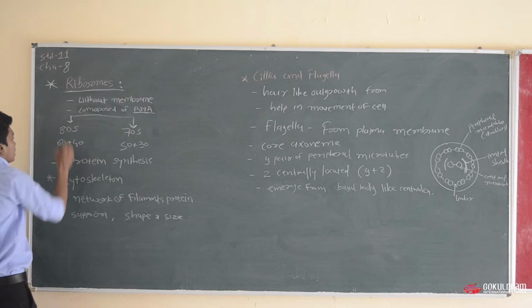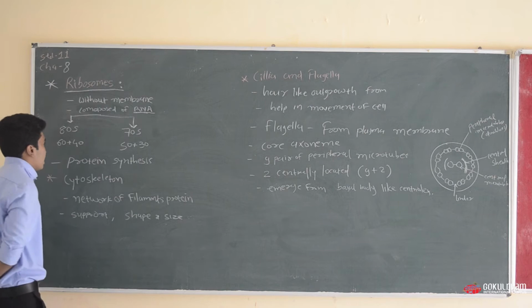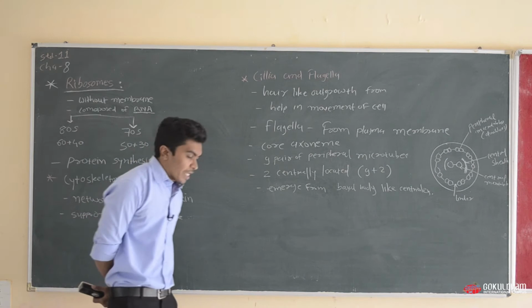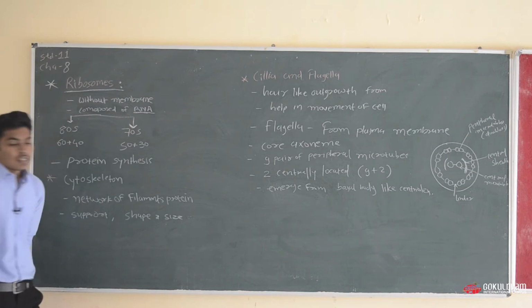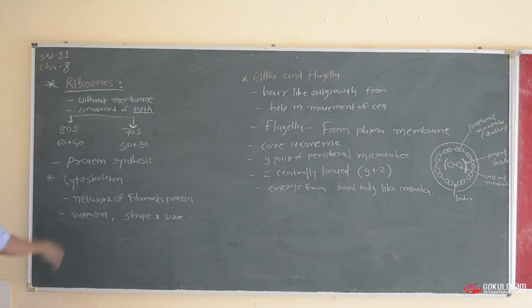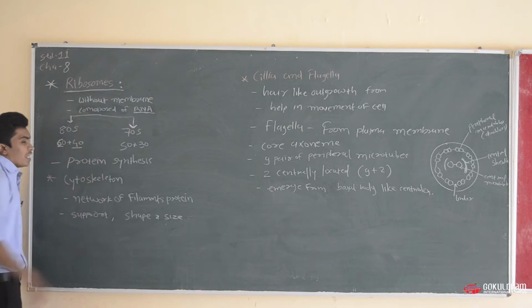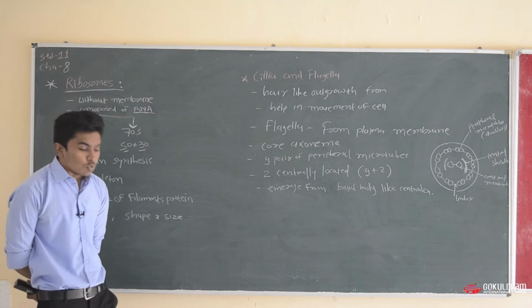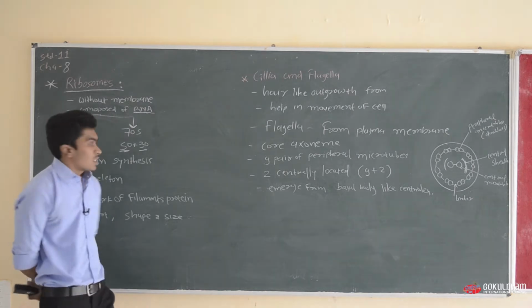The first is 80S and the other is 70S. The 80S ribosome is present in eukaryotic cells, whereas 70S ribosomes are present in prokaryotic cells, in mitochondria and in chloroplasts. The 80S ribosome is composed of two subunits, 60S plus 40S, and the 70S ribosome is composed of two subunits, 50S and 30S.